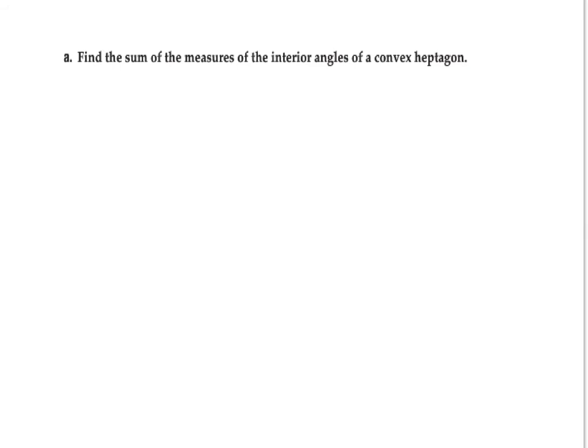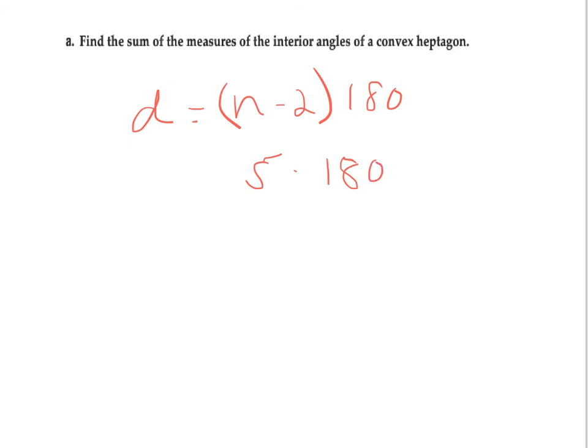Okay, so let's do a couple of problems here. Let's first find the sum of the measures of the interior angles of a convex heptagon. Heptagon means 7 sides, so I know that the degrees, D, is equal to n minus 2 times 180. Well, n is 7, so this is going to be 5 times 180, which is 900. 900 degrees is the sum of the interior angles of a convex 7-sided figure, also called a heptagon.